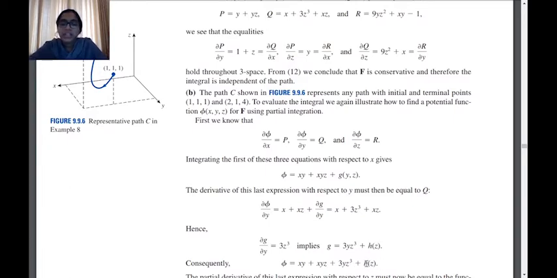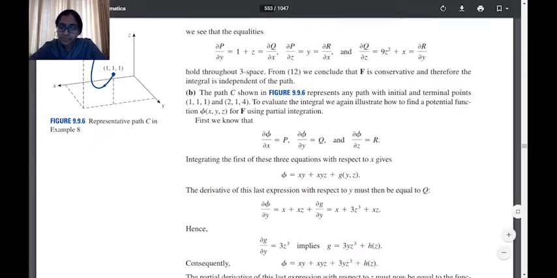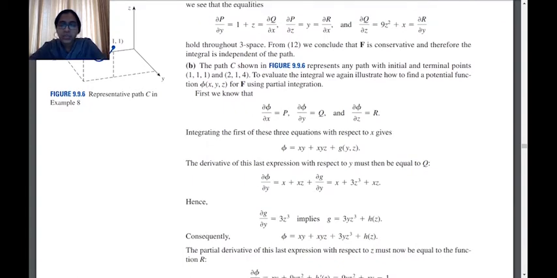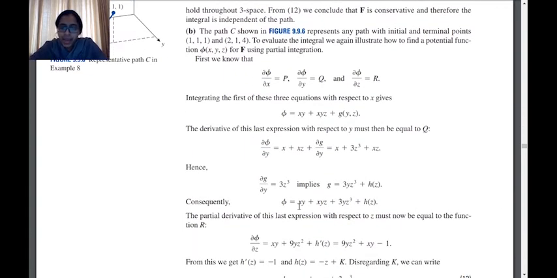Now we need to find the value of h of z. We need to find what is the function h of z. For that, we will partially differentiate the given expression of phi with respect to z. So what will we get? We'll get dou phi by dou z. Dou phi by dou z is, xy is a constant, so this is 0, and here it will be xy plus 3 into 3, 9yz square, plus h dash of z.